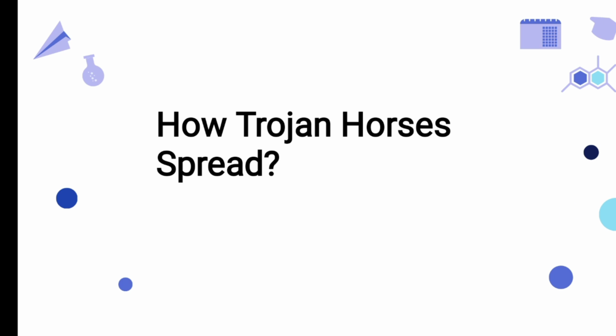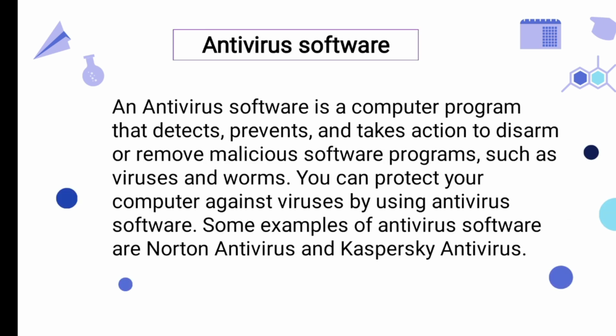So you have to protect the computer. For this you will install antivirus software. Antivirus software is a computer program that detects, prevents and takes action to disarm or remove malicious software programs such as viruses and worms. You can protect your computer against viruses by using antivirus software like Norton Antivirus, Kaspersky Antivirus. It works in 3 steps.